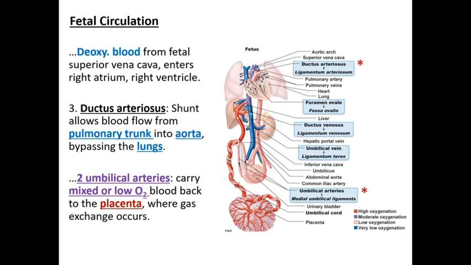Eventually, the blood will enter these two umbilical arteries that we see here in pink. The two umbilical arteries have some oxygen; it's what we call mixed or low oxygenated blood. There's a little bit of oxygen here and a little bit of carbon dioxide, so we refer to it as mixed or low oxygenated blood in the two umbilical arteries. They'll go back to the placenta again for gas exchange.